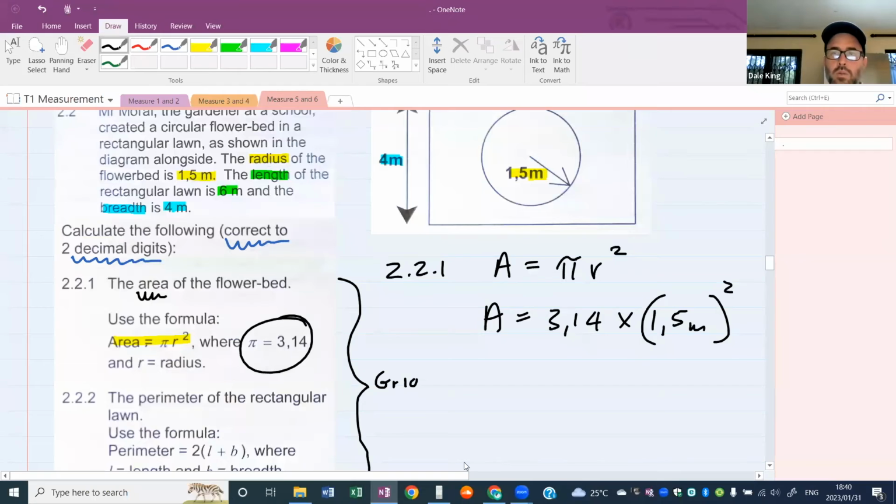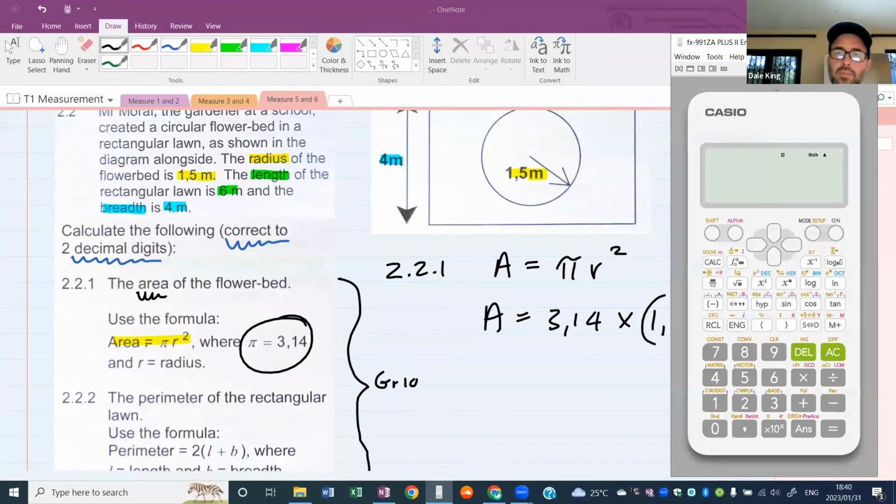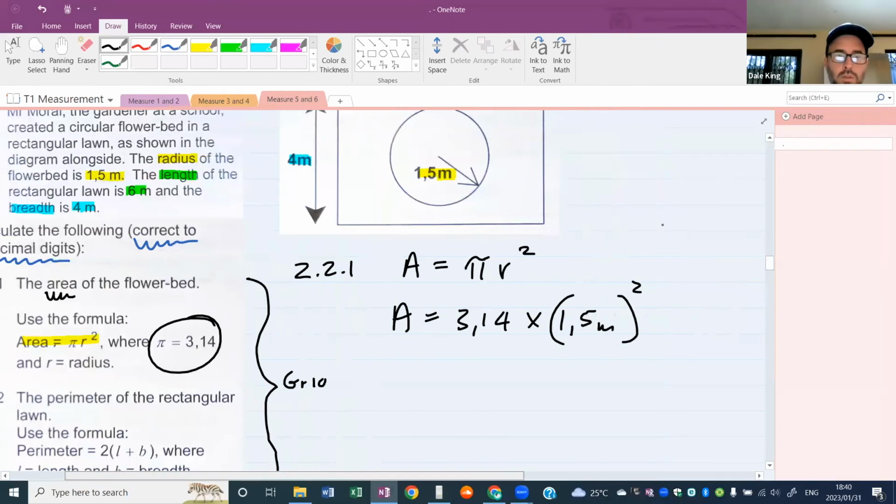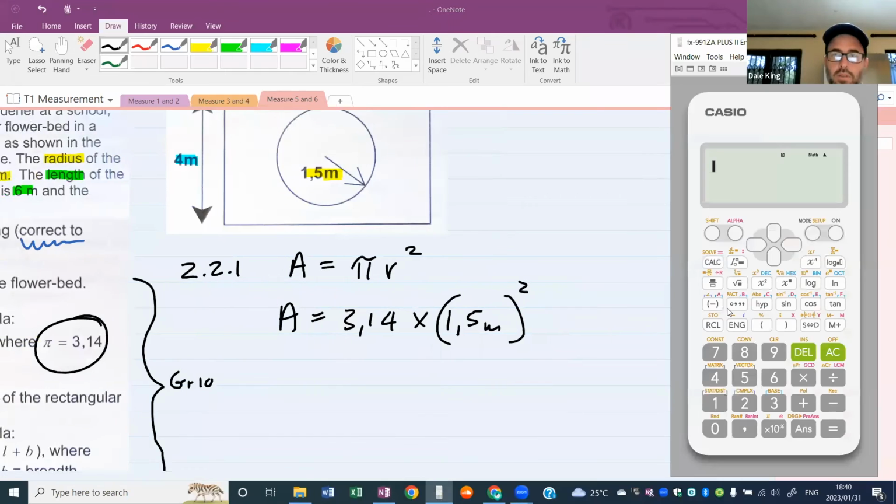Now here's the calculator's work. It's the calculator's job to do this stuff. All right, so 3,14 times, now look at my calculator, 1,5 squared. There's no M there. It's just the number being squared. Okay, so remember to square the number. All right, and we press equals.